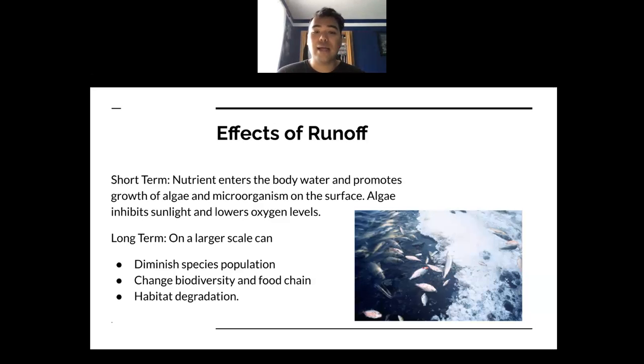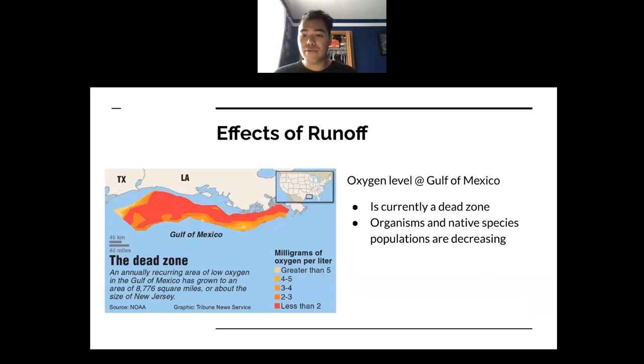But on a larger scale, you'll get things like what we mentioned before on the coast of Florida, where you can start to see a diminishing species population. It completely degrades and destroys that natural habitat and changes the biodiversity and food chain within. A big example of this, and another case study I wanted to bring up, is something called the dead zone that is happening in the Gulf of Mexico. Florida, for example, is still really early on. It's just happening this summer, but in the Gulf of Mexico, years of runoffs have caused an oxygen dead zone where it is very hard for organisms and native species to thrive, and populations are decreasing, and this is having an adverse effect on the plant and wildlife there.